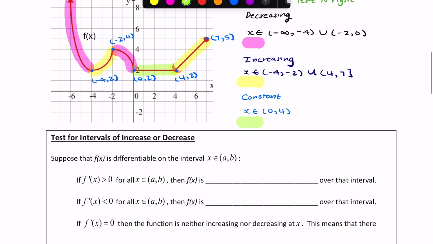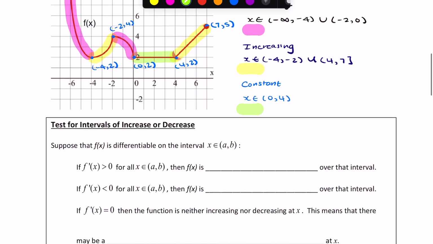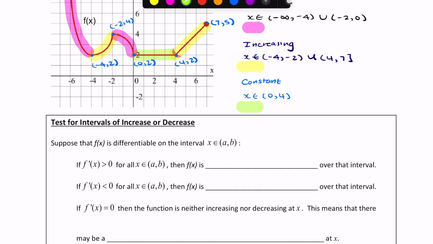So to test for intervals of increase and decrease, suppose that f of x is differentiable on the interval, where x is an element of the points a, b. If f prime of x is greater than 0 for all x values in a, b, then f of x is increasing over that interval.